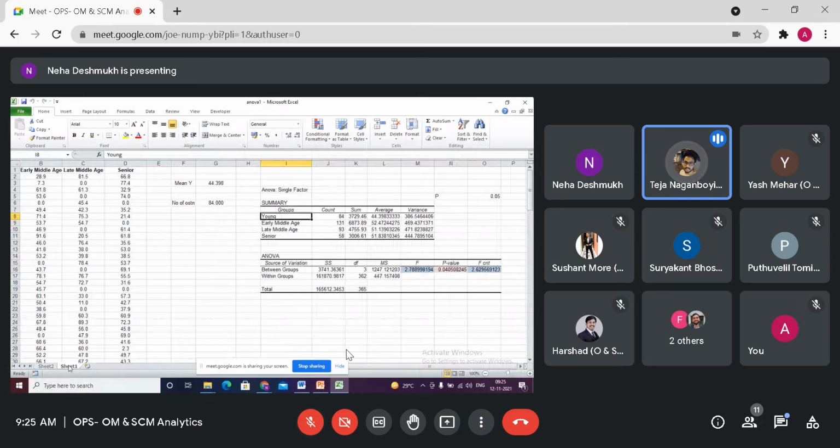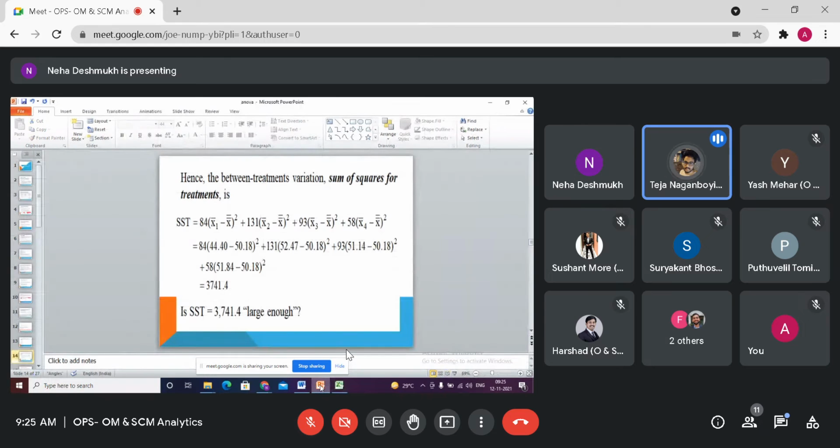Ma'am, then the formula should be Ni times xi bar minus x double bar whole square, because i is running from 1 to 4. Yes, so Ni should be there. Okay.